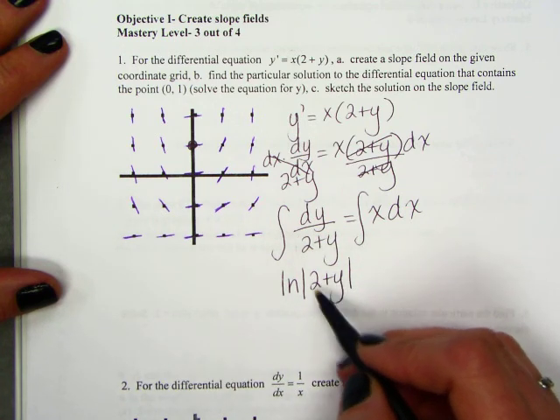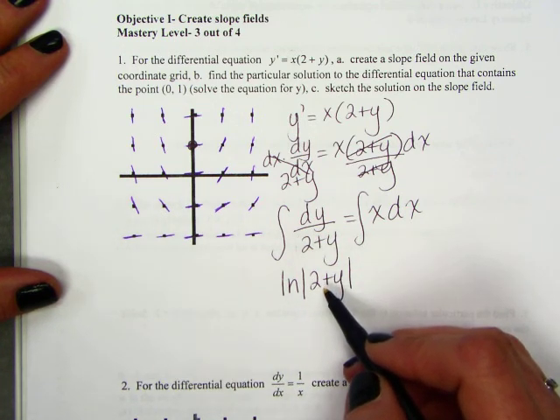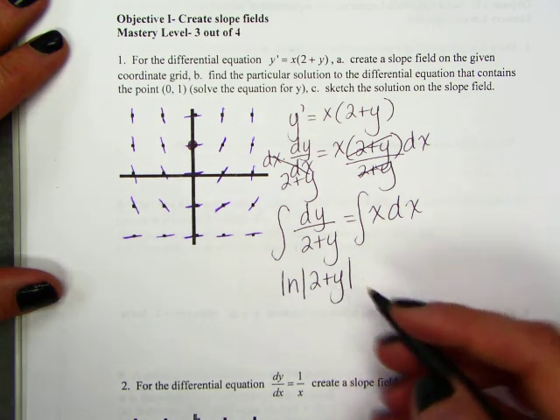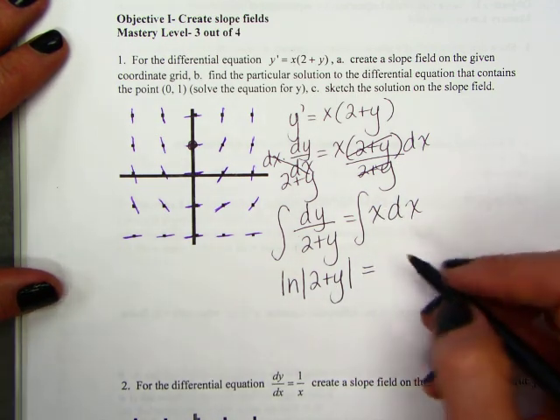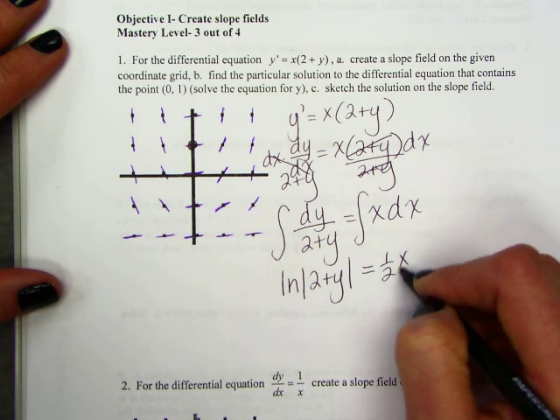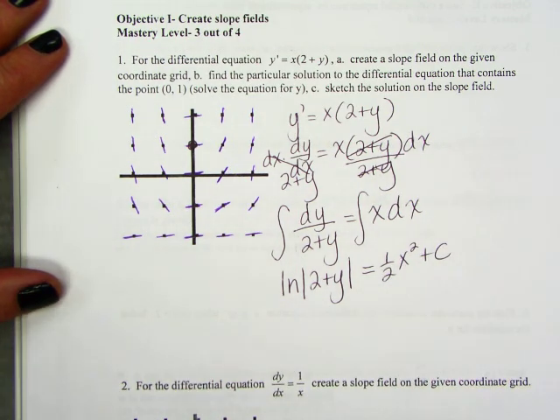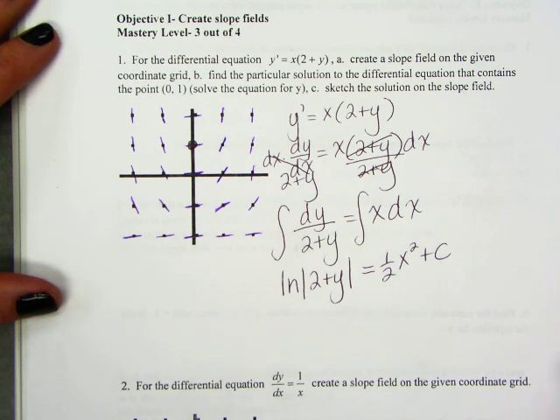Do we have to worry about the derivative of 2 plus y? No, because it's just 1, right? All right. And on this side, what about x? How does that integrate? Half x squared plus c. We want our plus c somewhere, all right?